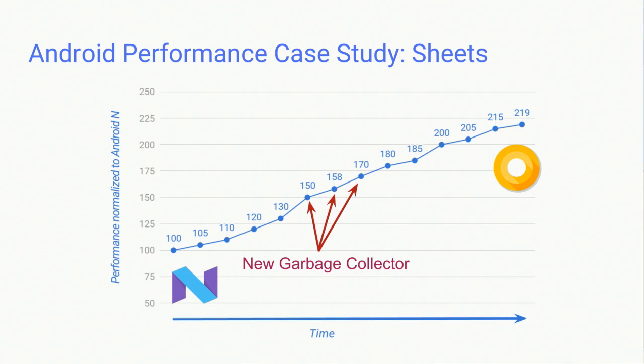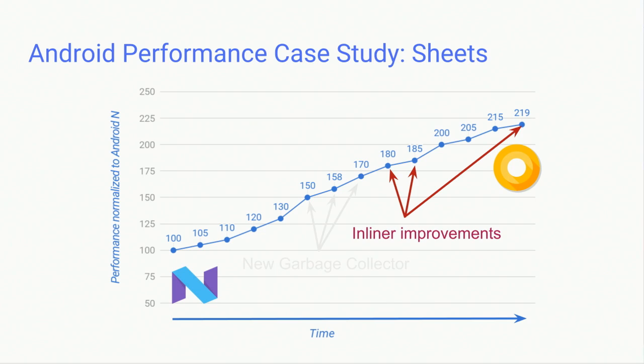So let me pick and explain to you the major improvements we've made for O. One major change is, of course, the new garbage collector that Matthew just introduced. Overall, it improved the performance of Sheets by 40%, thanks to thread local allocation buffer and faster collections. The next major improvement we made is our inliner, which gave us another 20% boost.